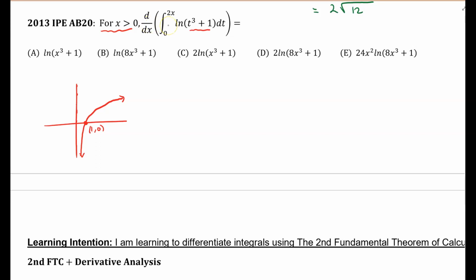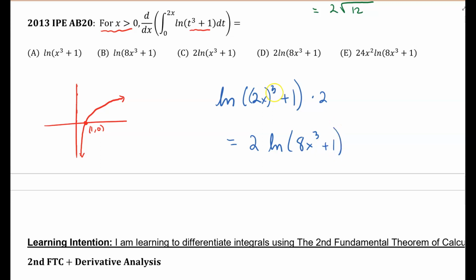I'm taking the derivative of an integral, so this should have given us natural log of 2x, and that whole 2x is cubed. More than likely, that's what is probably going to shoot you guys in the foot. And I multiply it by 2, so this should be 2 natural log of 8x cubed, 2x times 2x times 2x. A lot of times students will just apply the 3 to the x. So your algebra skills totally matter for this one. You should have gotten D.